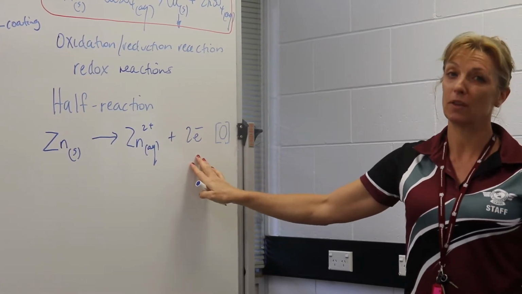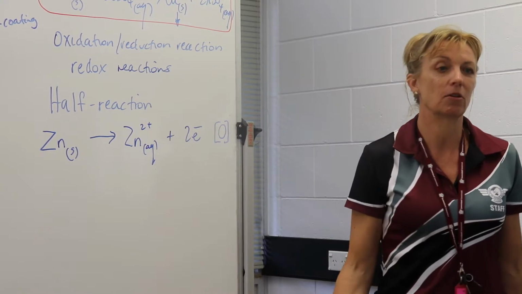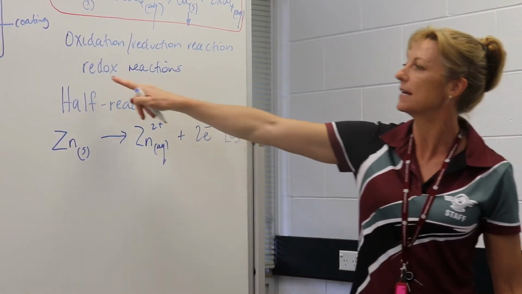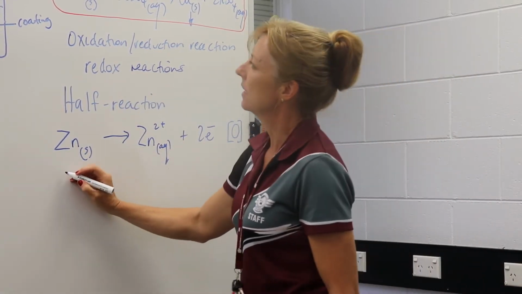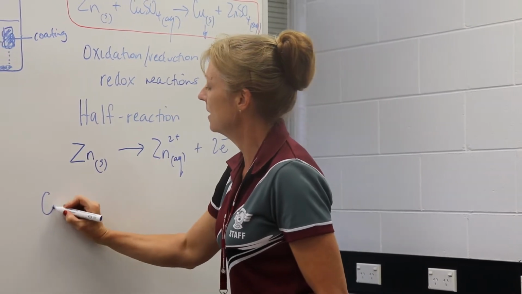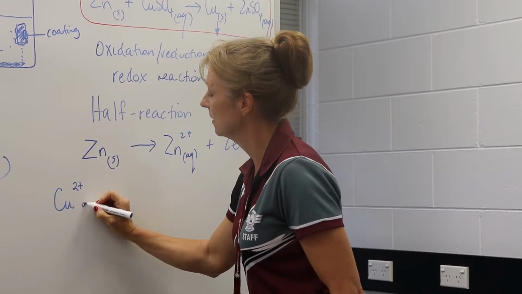Oxidation cannot occur without reduction. So you can never have just an oxidation reaction. You have to have a reduction reaction. That's why it's redox. So what is being reduced here is the copper. We're starting, in this one up here, we're starting with copper 2 plus. Do you agree?